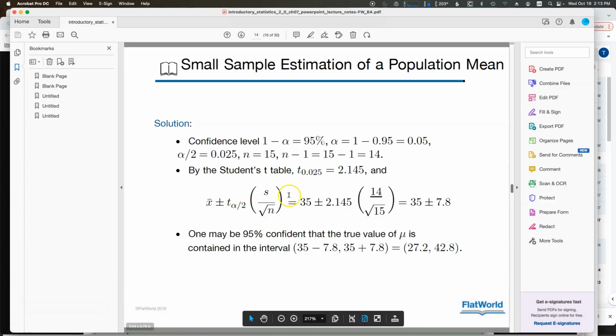Going back to the slides here, what we see then is that we're taking our sample mean of 35 plus or minus the t statistic value of 2.145 times our sample standard deviation over the square root of our sample size.